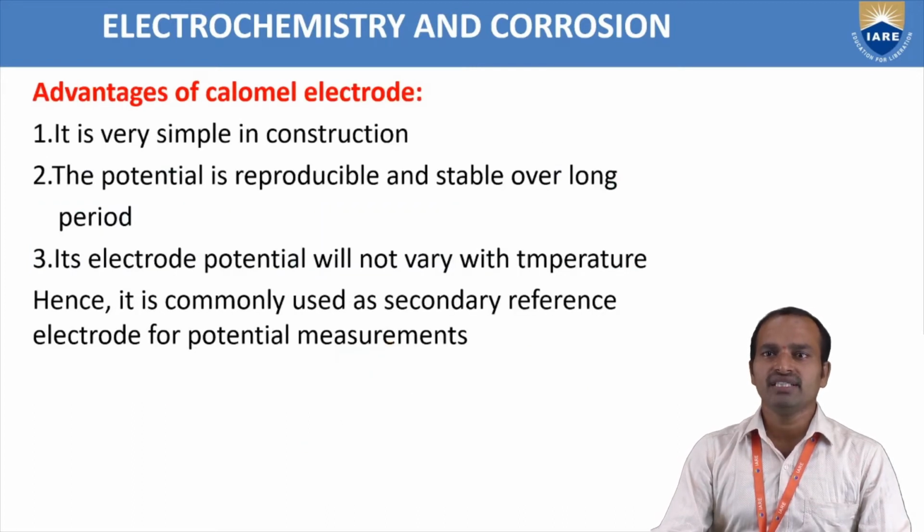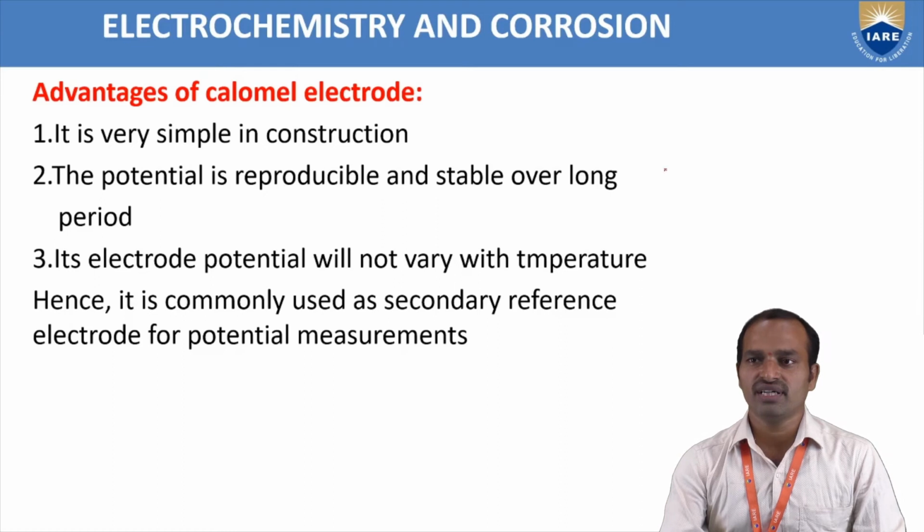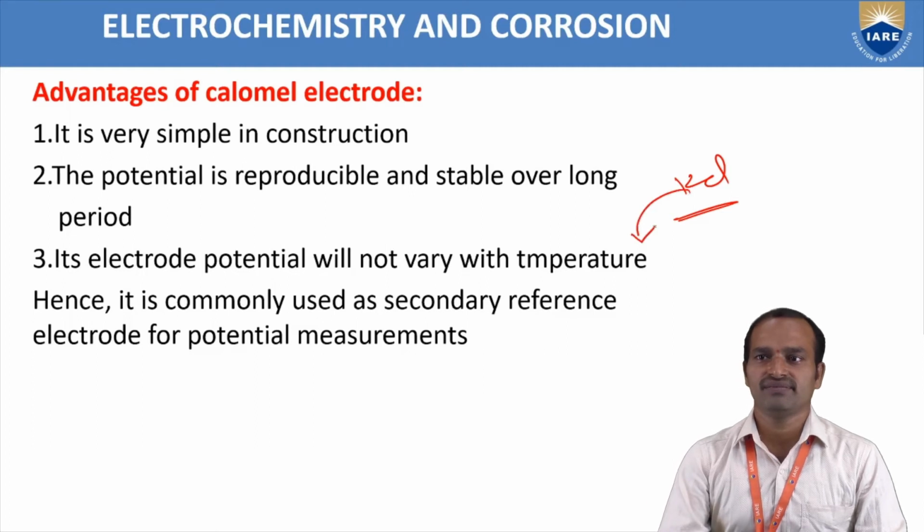The main advantages of the calomel electrode are that it is very simple in construction. The potential is reproducible and stable over a long period. The electrode potential will not vary with temperature. Here the electrode potential value depends upon KCl concentration only, it does not depend on temperature. If temperature changes, there is no change in the electrode potential value.